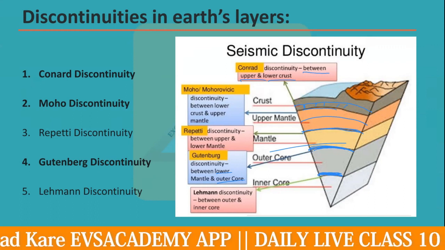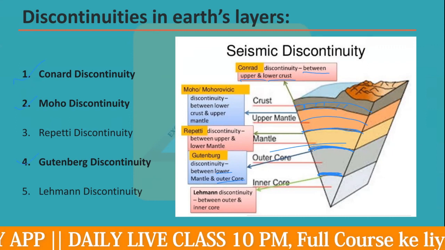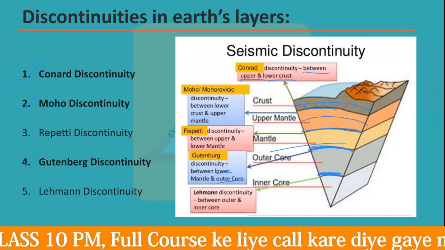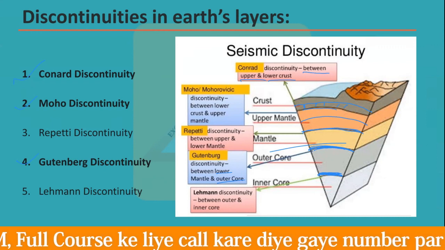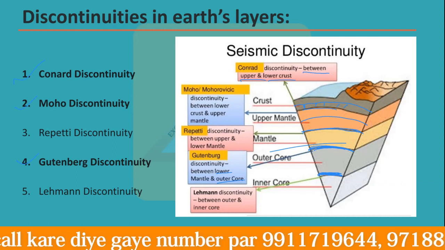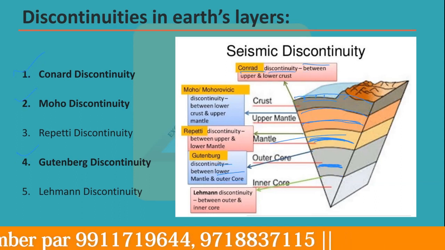So the 3 most important here are the Conrad discontinuity, Moho discontinuity, and Gutenberg discontinuity. The Repetti and Lehmann you can also remember, in case they ask someday, so you can answer. The Conrad, Moho, and Gutenberg have already been asked in multiple examinations, so remember them carefully.